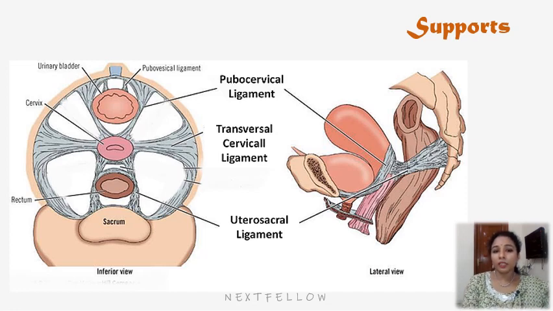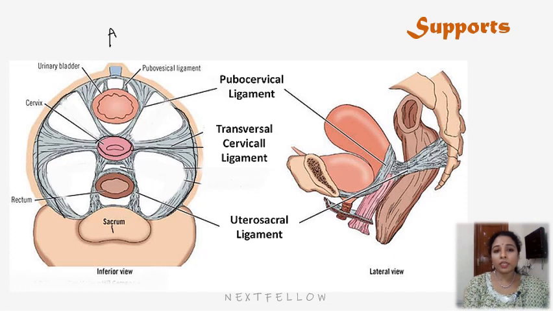And most importantly, the transverse cervical ligament. So here we can see the urinary bladder on the anterior aspect and the sacrum and the rectum on the posterior aspect, and in between we can see the cervical canal. On each side of the cervical canal, here is the lateral wall of the pelvis. So from the lateral it blends with the fascia. So this is called transverse cervical ligament, which is otherwise called Mackenrodt's ligaments. And these are the cardinal ligaments which support the uterus.